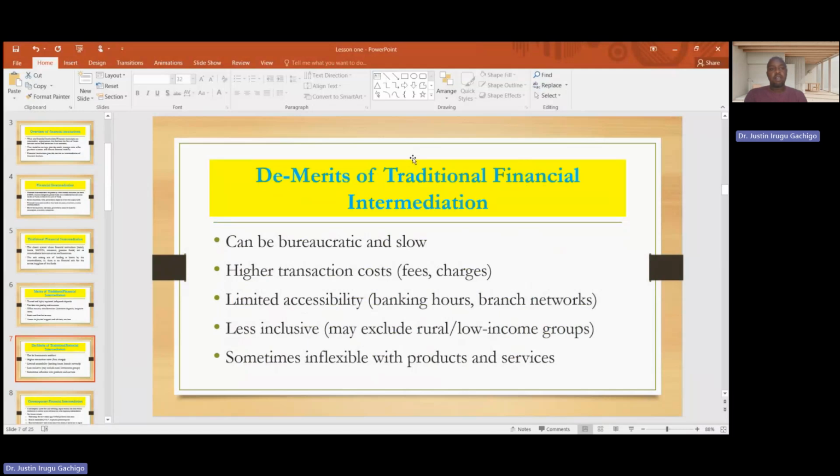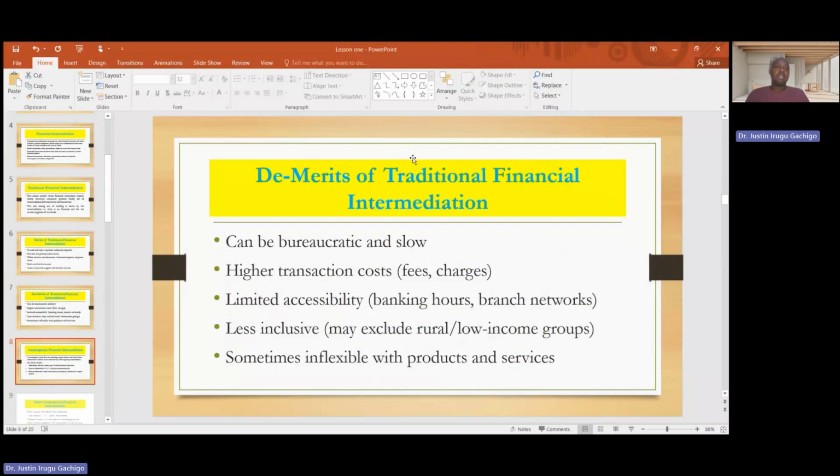And finally, on this one, sometimes they are inflexible with products and services. The banks or financial institutions are not able to customize their products to suit individual needs. And this represents the concept of inflexibility.